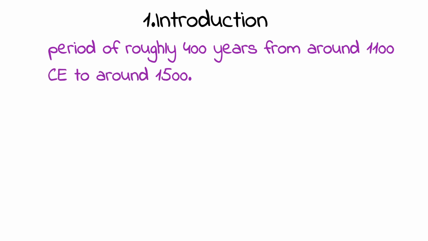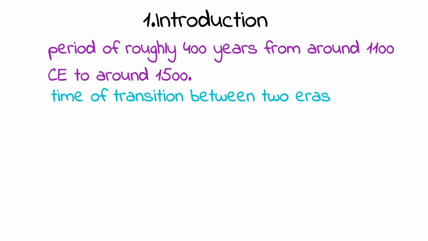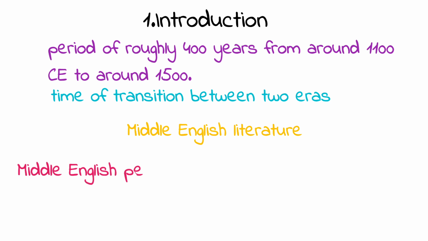This period is of roughly 400 years from around 1100 CE to around 1500, and is difficult to identify because it is a time of transition between two eras, Old English and Modern English. The term Middle English literature refers to the literature written in the form of the English language known as Middle English. This period is called the Middle English period as belonging to the Middle Ages or medieval times in the history of Britain, or the Anglo-Norman period. We will also discuss the reason why it is known as the Anglo-Norman period.